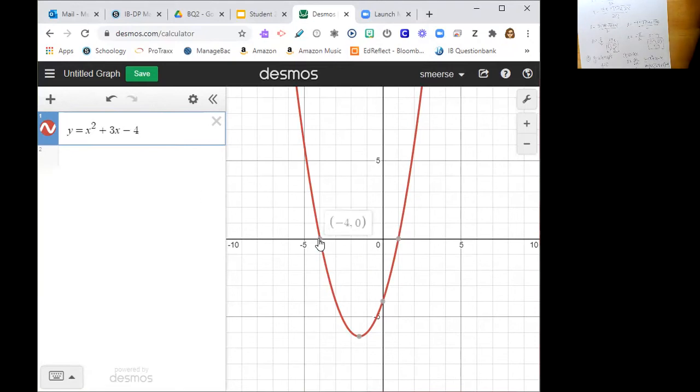If we hover over the point, the first x-intercept, we see -4. We got that, -4. If we hover over the second, it should be +1. We got that, +1. Let's go down to our y-intercept, -4. We got that down here. It said -4. Just moving my paper down so you can see it. And let's look at that vertex. We see that we have a minimum at -1.5.